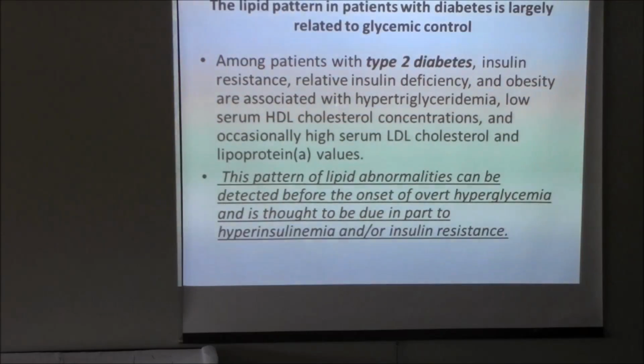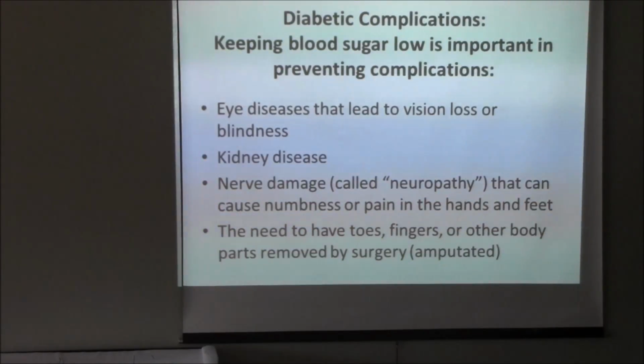This pattern of lipid abnormalities can be detected before the onset of overt hyperglycemia. So if we look carefully at people's lipid panels, especially with a family history of diabetes, if you start to show these kinds of lipid panels or cholesterol results, we start to think that maybe you have a propensity towards diabetes. And then we just do education, diet, exercise, eat right. Diabetic complications: keeping blood sugar low is important in preventing the complications.